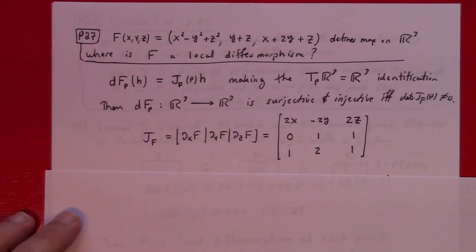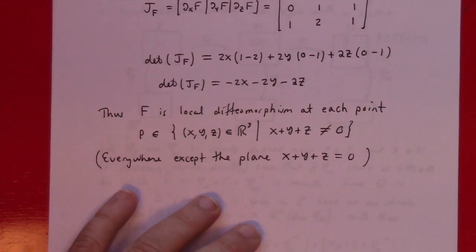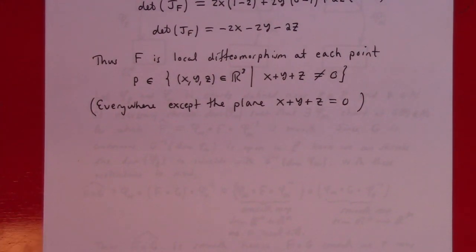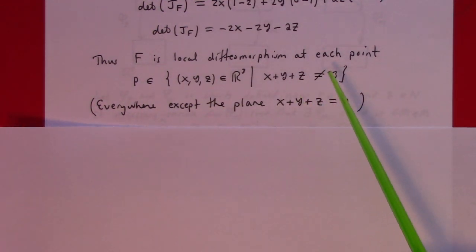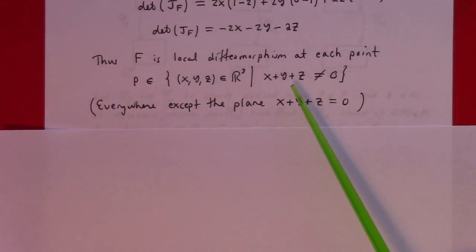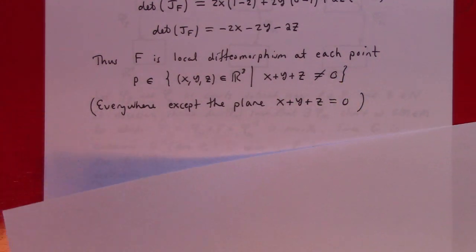Here's the Jacobian matrix, and the determinant of that is what it is. And so it looks to me like as long as you're not on the plane x plus y plus z equals 0, you should be okay.